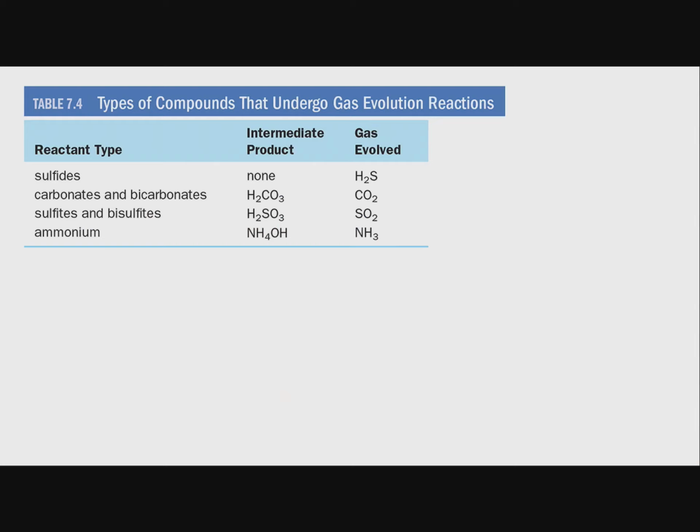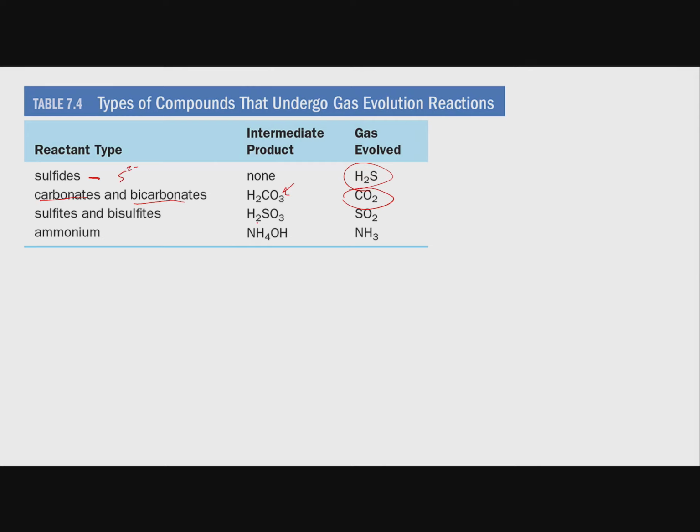Okay, gas evolution reactions. So we've looked at combustion, precipitation, acid-base, which always gives a salt and water, and now gas evolution. So gas evolution reactions give off gases. There's only a few types of reactions that will actually do this, and only a few gases that are evolved. So you can see here, if we're dealing with sulfides, we might get hydrogen sulfide gas. If we're dealing with carbonates and bicarbonates, meaning they contain CO3 2-, then we get CO2 as the gas. Sulfides, by the way, are compounds that contain S2-.